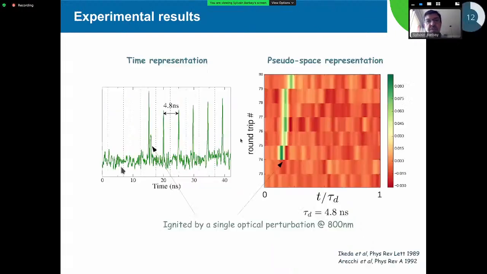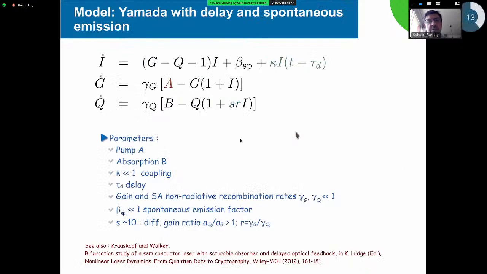So this train of pulses is shown here in time series representation, but you can fold the time series and do what is called pseudo-space representation, which is more convenient to figure out and to see what's going on about the pulse. And you see that the existence of a single pulse train is shown here with this trajectory in this pseudo-space representation. So the model that we used for describing this system is a slightly modified Yamada model.